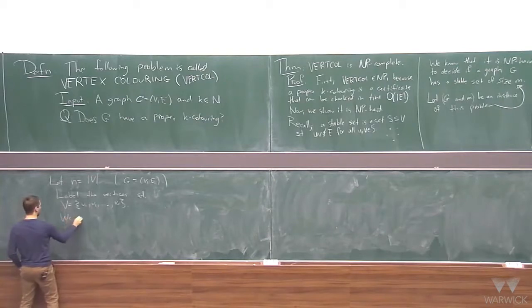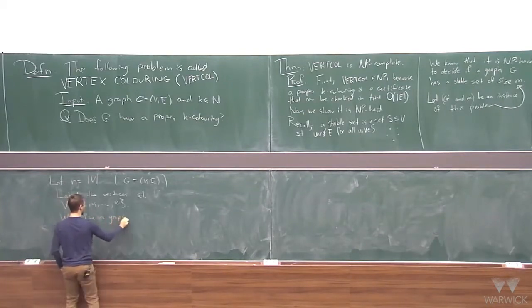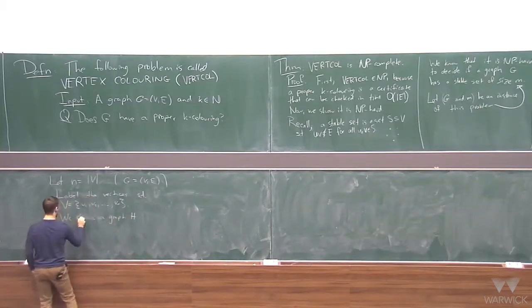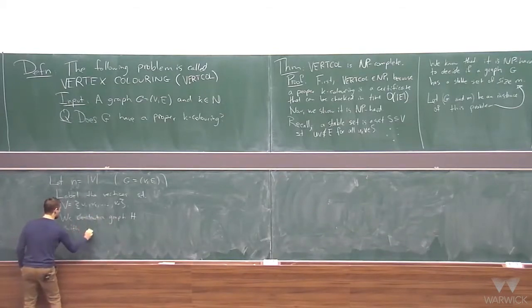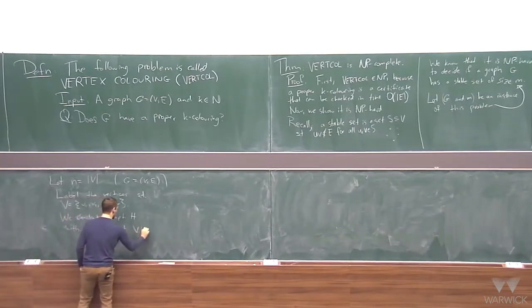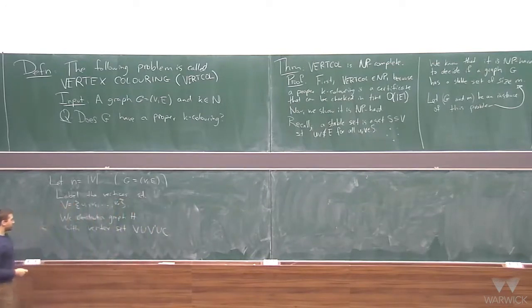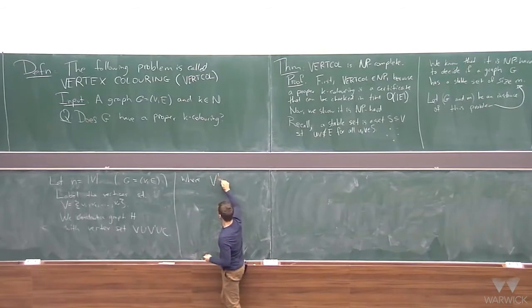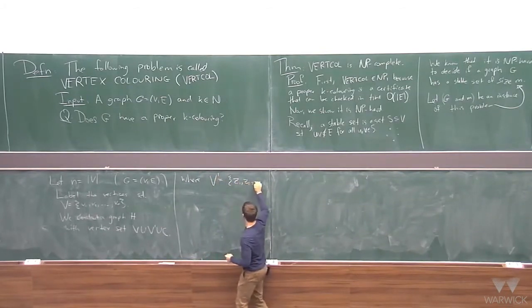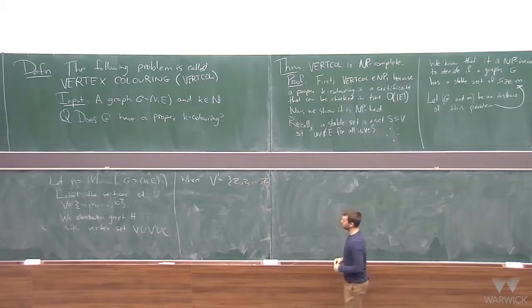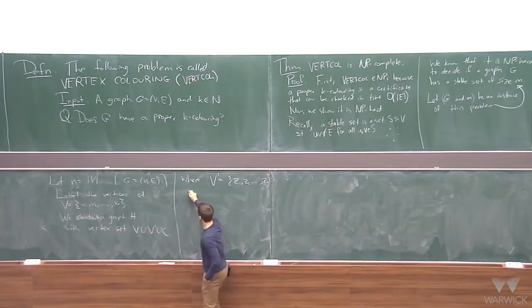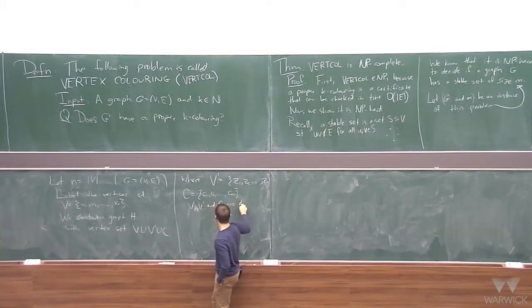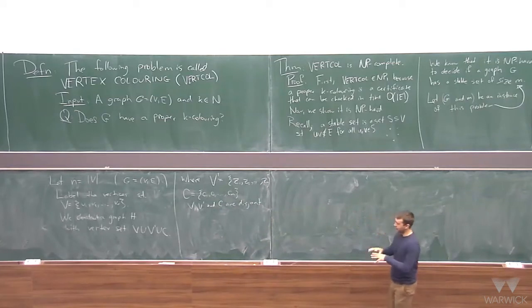So we define, or we construct, a graph H with vertex set V union V prime union C. V is the original vertex set, V prime is going to be a set Z1, Z2, up to Zn, so it's another set of n vertices, and C is going to be C1, C2, up to Cm. And so V, V prime, and C are disjoint.